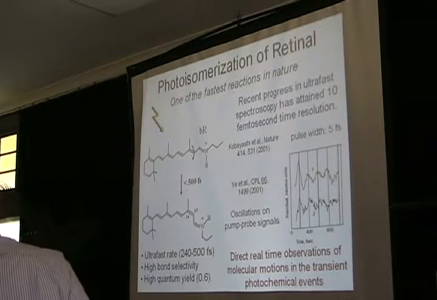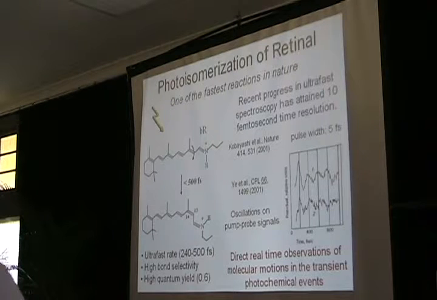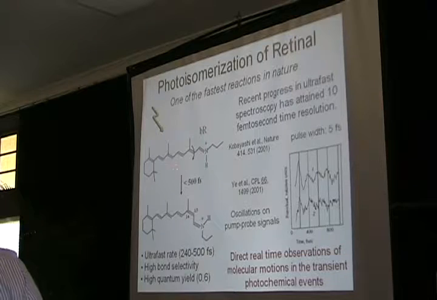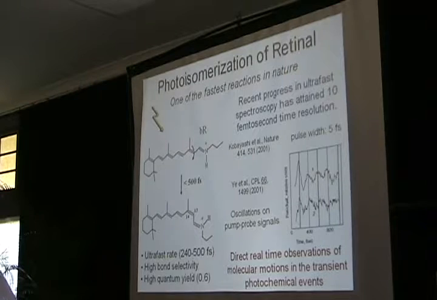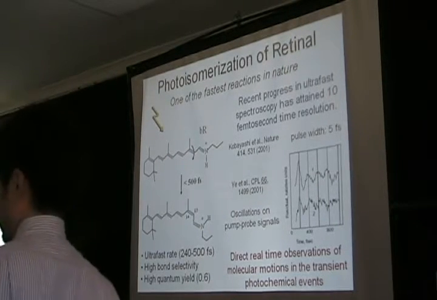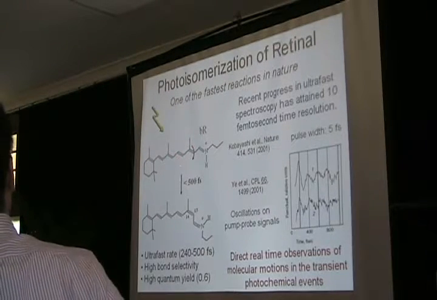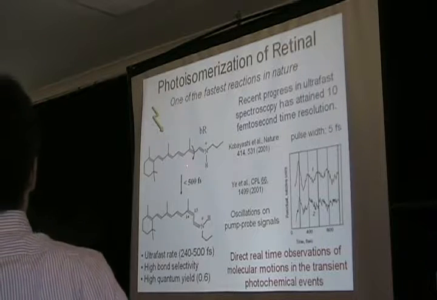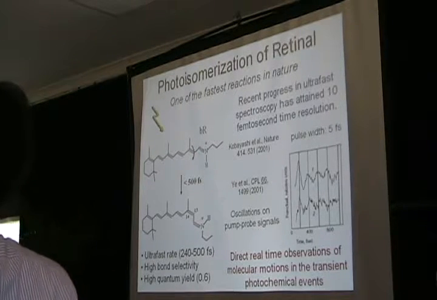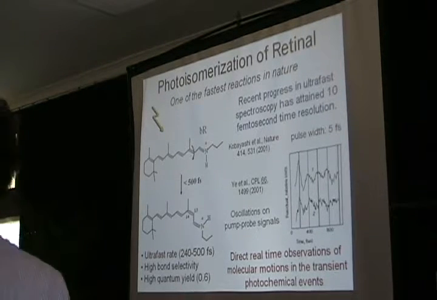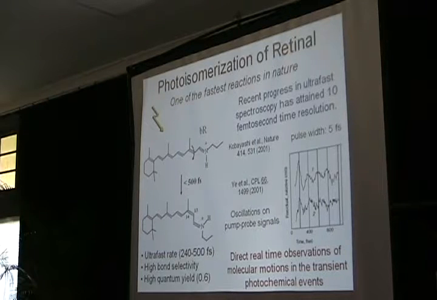And also, this reaction is very selective. Since the retinal chromophore has a polyene chain structure, there are several double bonds which are capable of undergoing photoisomerization. In fact, in methanol solution, there are 3 double bonds, and the isomerization takes place at any one of those 3 double bonds. However, in rhodopsin, isomerization takes place only around this double bond. So the reaction is very selective.